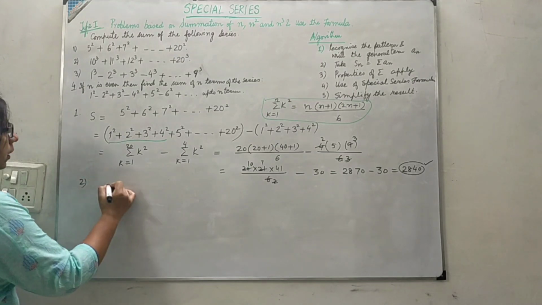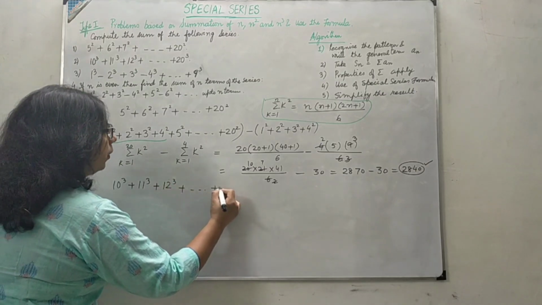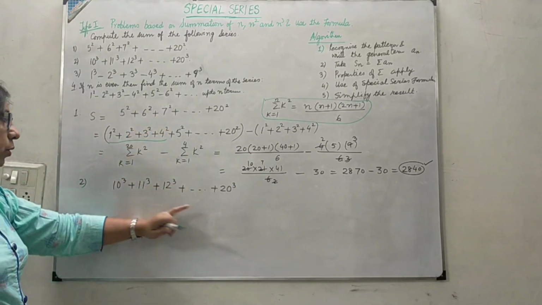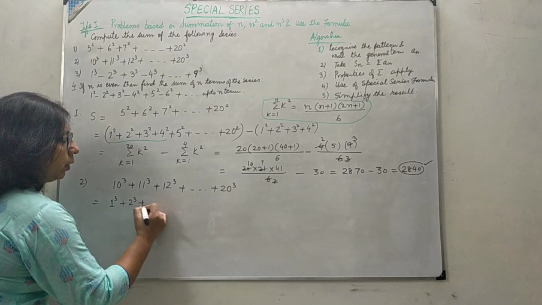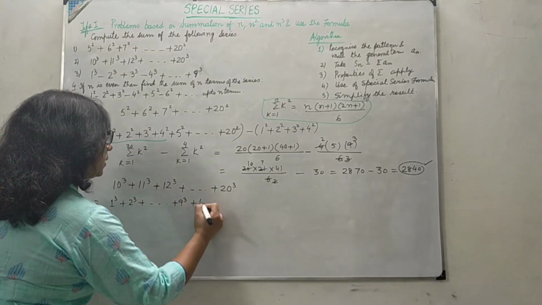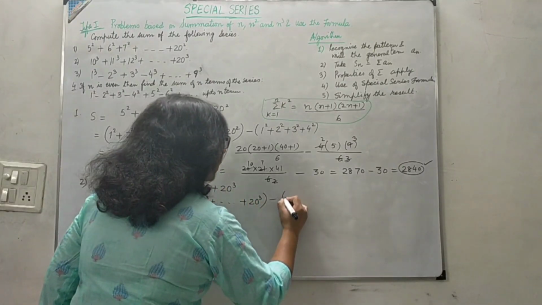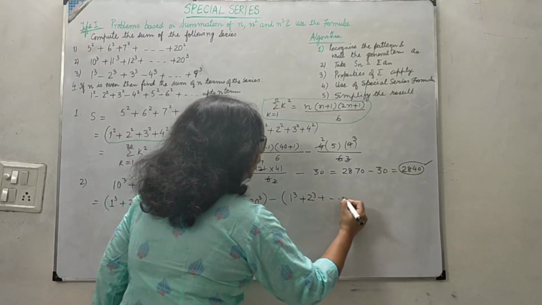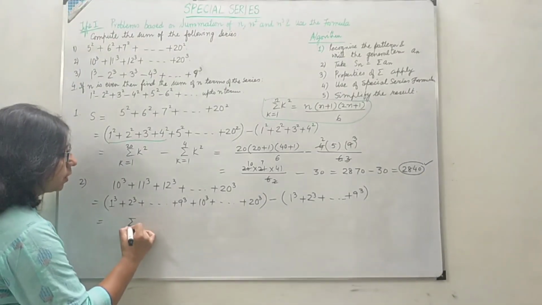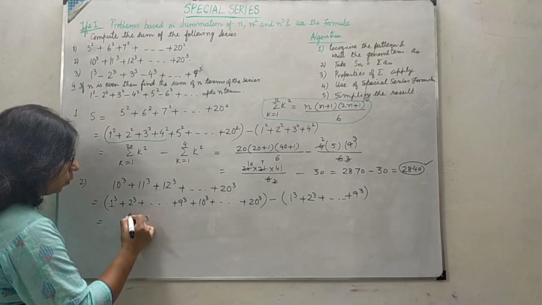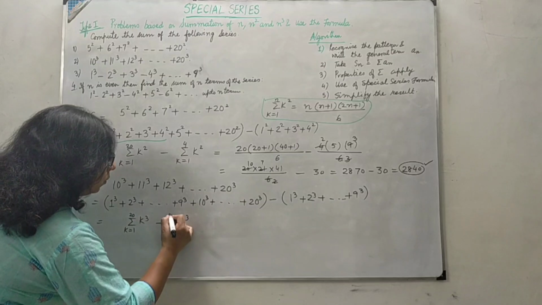Let me take the second one. This is your 10 cube plus 11 cube plus 12 cube up till 20 cube. As we have done in the previous question, the first 9 terms are missing. So I will be adding 1 cube, 2 cube to 9 cube, these plus 10 cube and so on up till 20 cube, keeping in one bracket and subtracting 1 cube, 2 cube till 9 cube, because we have added on our own, so we will have to subtract. So again, this is sigma k cube, k running from 1 to 20, minus sigma k cube, k running from 1 to 9.